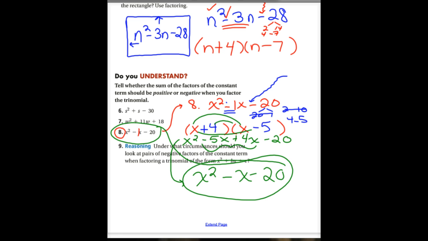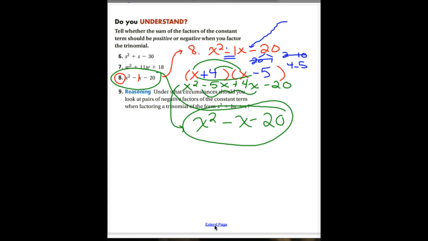So the beauty of factoring is that you always know if your answer is right. You should never raise your hand and say, is this right? Because you can check it by foiling.